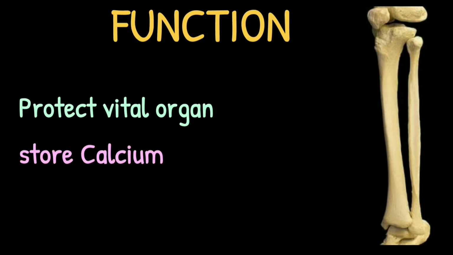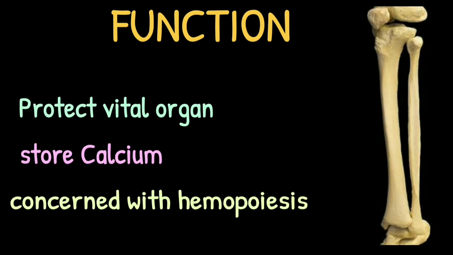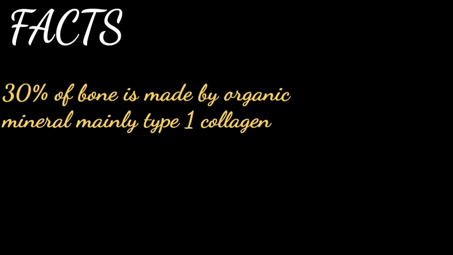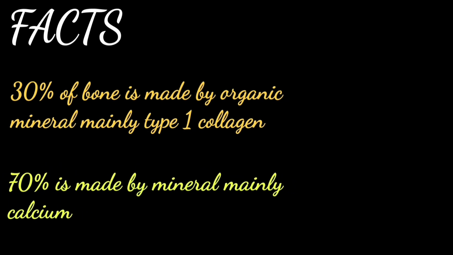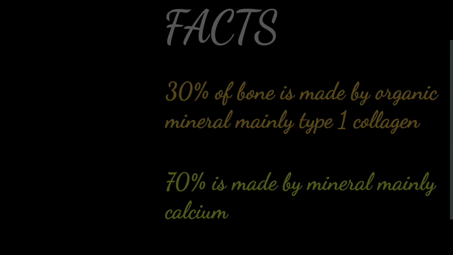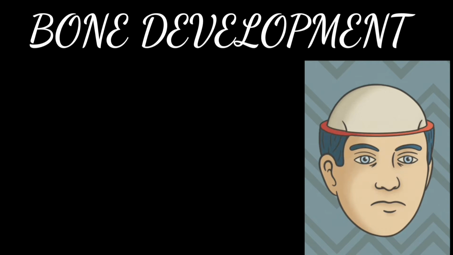So bone basically protects the vital organs such as the brain, lungs, and heart. It stores calcium and it is also concerned with hemopoiesis. So there are two fun facts. 30% of the bone is made of type 1 collagen and 70% of the bone is mainly made up of calcium. So basically the bone is the largest storehouse of calcium.